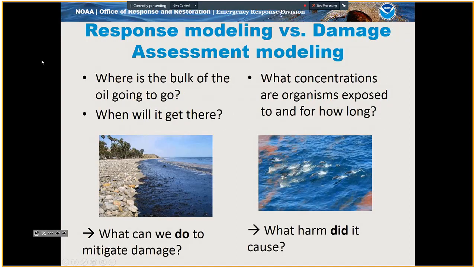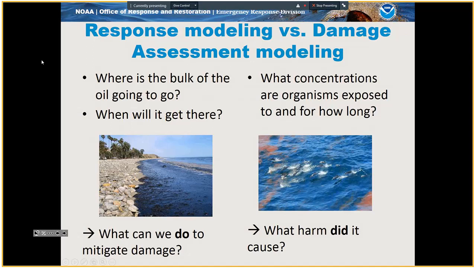Just a quick mention, when we talk about oil spill modeling, depending on what kind of answers you're trying to get, you end up using very different tools. And I work on the response side of the NOAA house. So I care about these kinds of questions, like where's the bulk of the oil going to go and when will it get there? Because that's what the responders need. They're trying to plan the response. And I'm doing a model forecast. Mostly what I'm trying to do is inform the response about what they should go do tomorrow or in the next day.